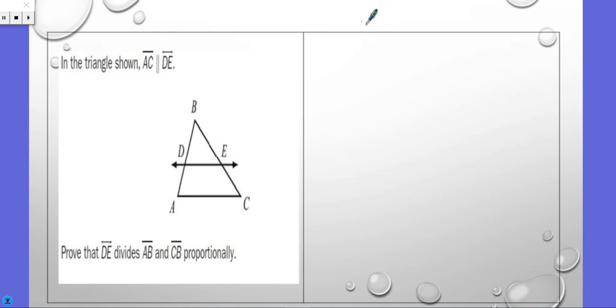So let's do our two-column proof. I'm going to go ahead and draw my line down the middle.